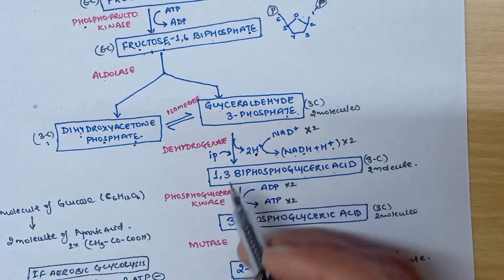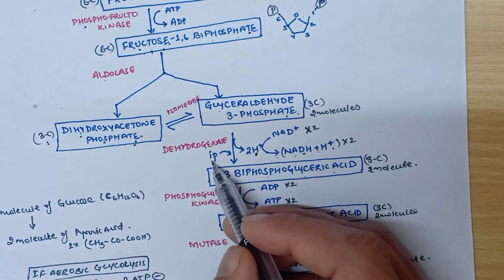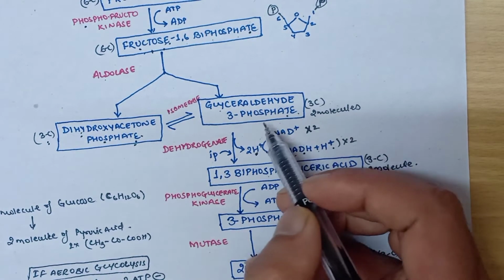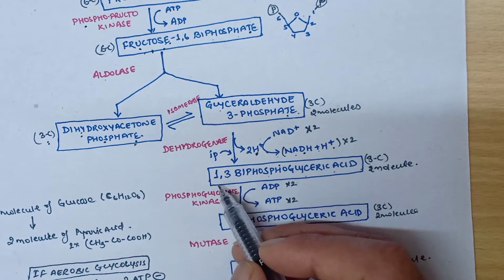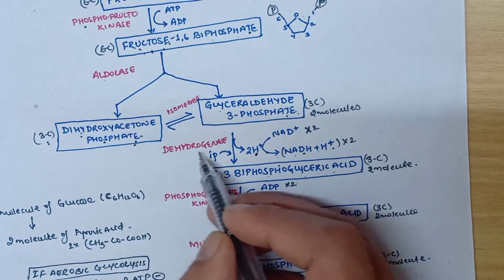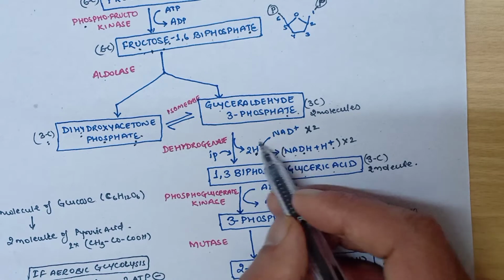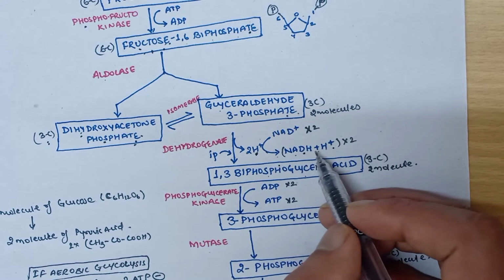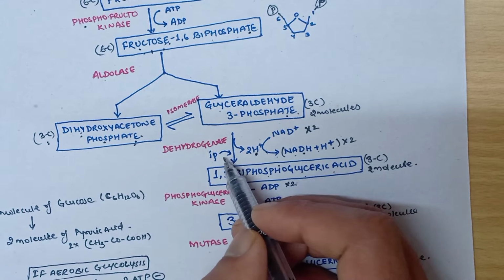Glyceraldehyde 3-phosphate gets converted into 1,3-biphosphoglyceric acid. So where does this phosphate come from? During the process, inorganic phosphate is being added. So this is an oxidation process where 2 molecules of glyceraldehyde 3-phosphate get converted into 2 molecules of 1,3-biphosphoglyceric acid in the presence of the enzyme dehydrogenase, where 2 atoms of hydrogen will be released and this hydrogen will be picked up by NAD plus and get converted into NADH and H plus ion, and during the process there will be addition of inorganic phosphate.